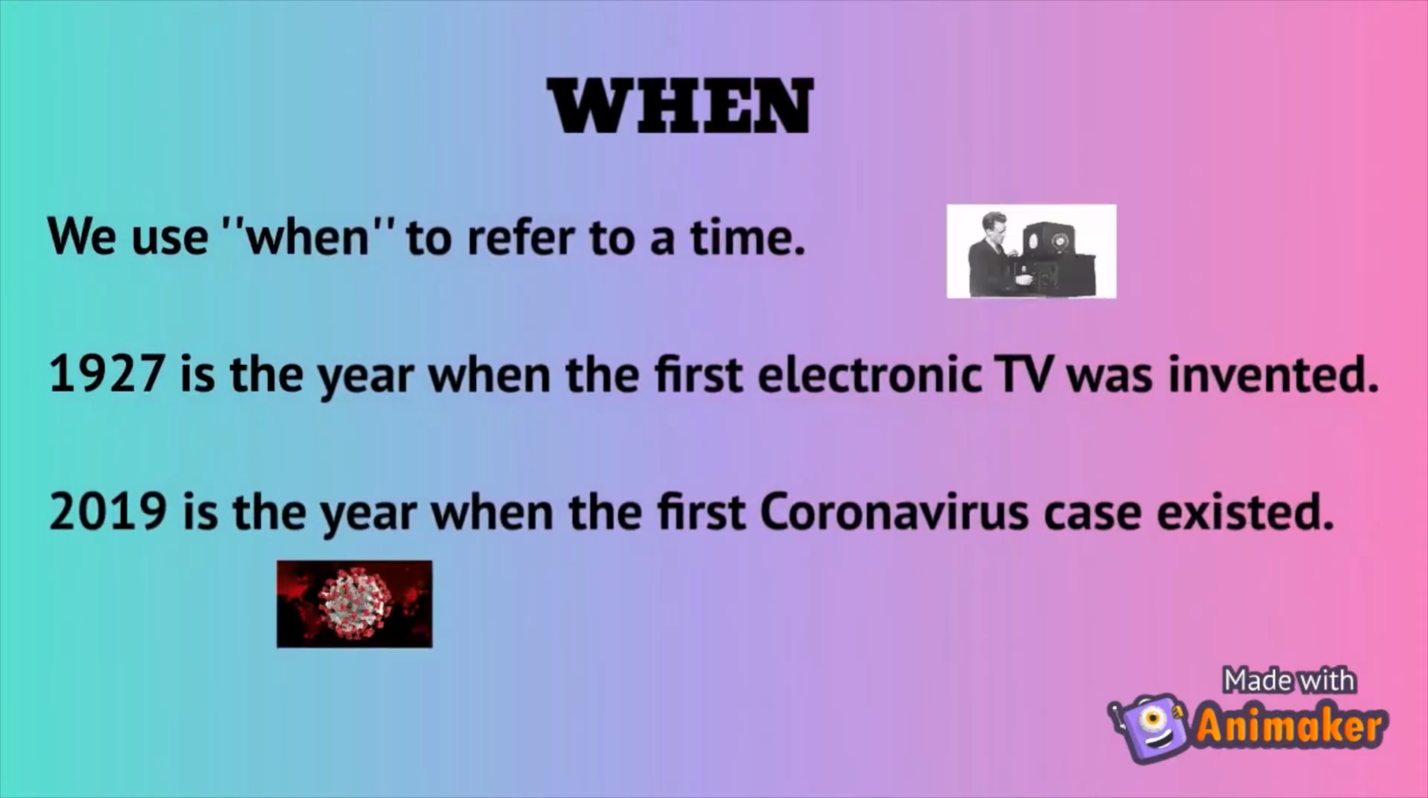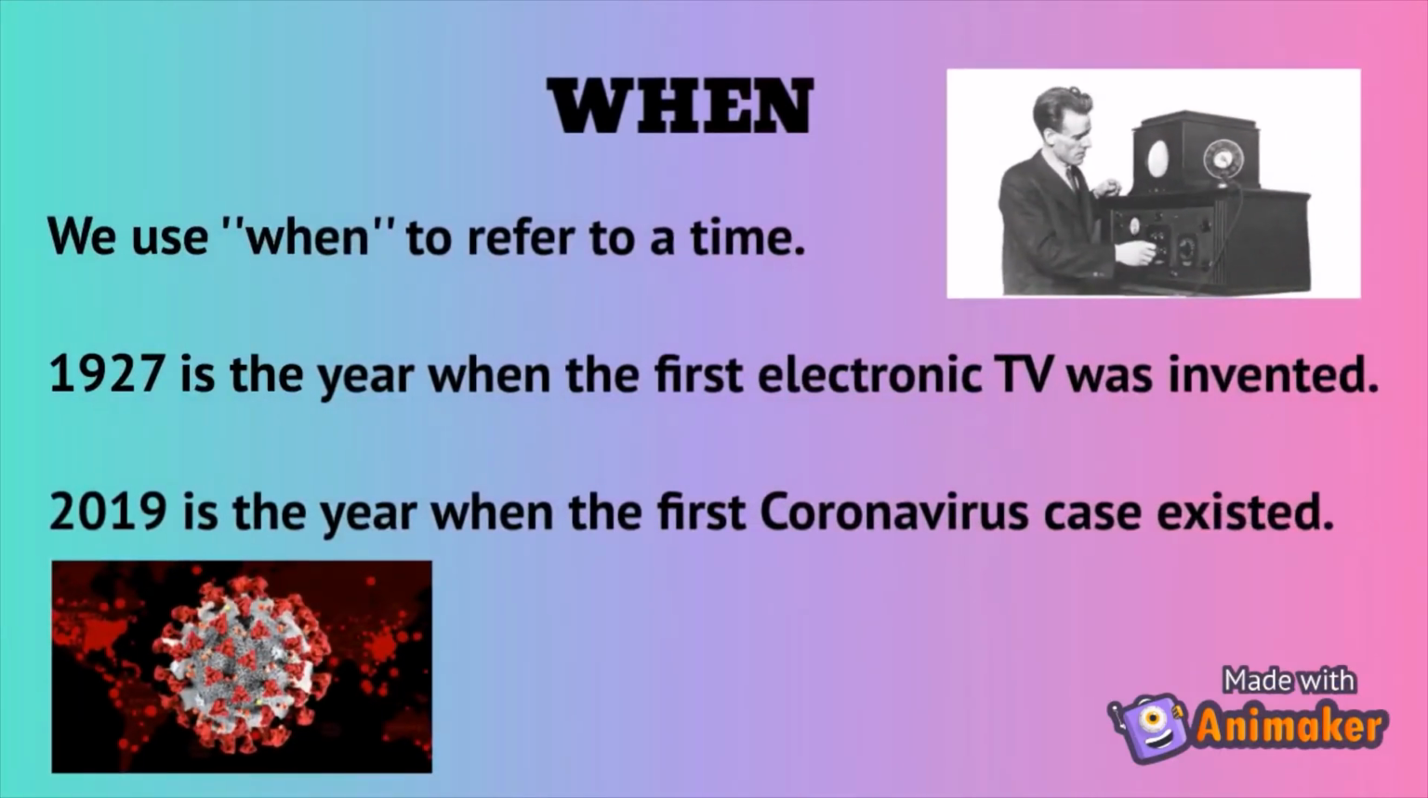When. We use when to refer to a time. For example, 1927 is the year when the first electronic TV was invented. Here, 1927 is the main clause. When is the relative pronoun and it refers back to the year. And when the first electronic TV was invented is the relative clause.